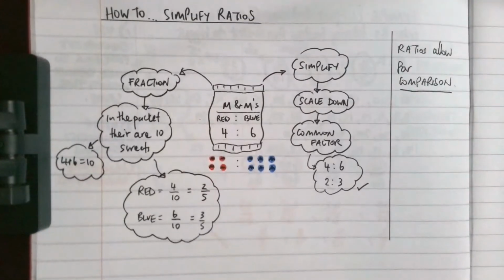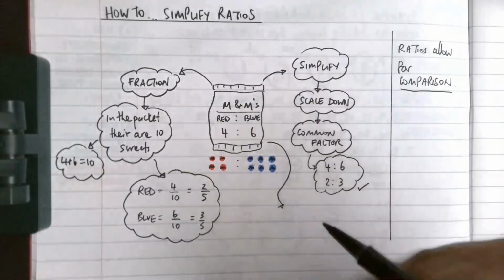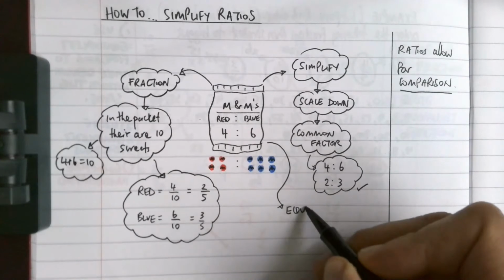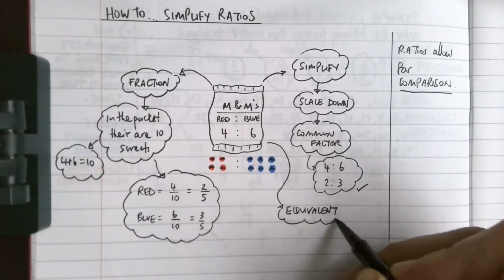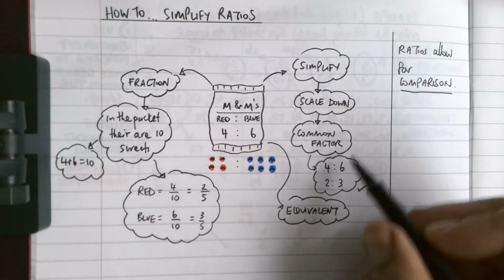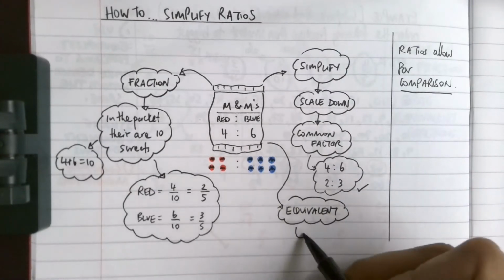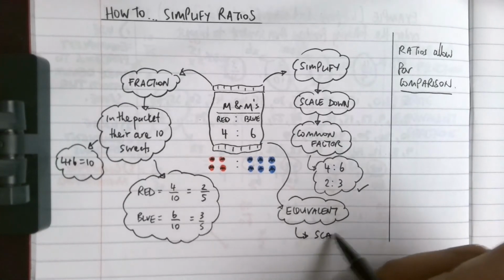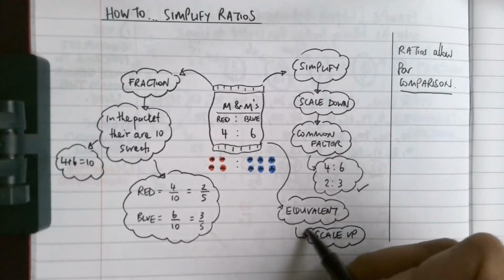The last bit, the simplifying ratios, is also equivalent ratios. Equivalent ratios is linked to simplifying ratios. But where we simplify, we scale down. With equivalent ratios, we can scale up or down. For this case, we're just going to scale up. To scale up, we're actually looking for multiples. We're scaling up equally, so we're looking for multiples.